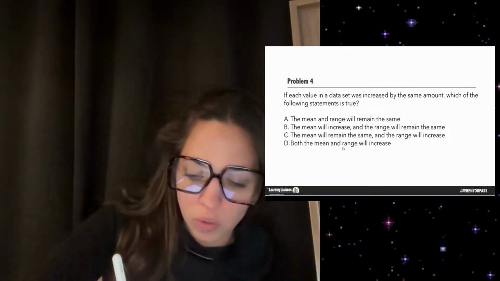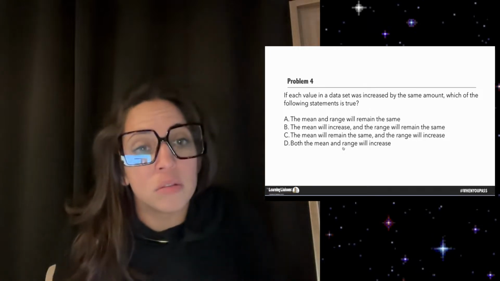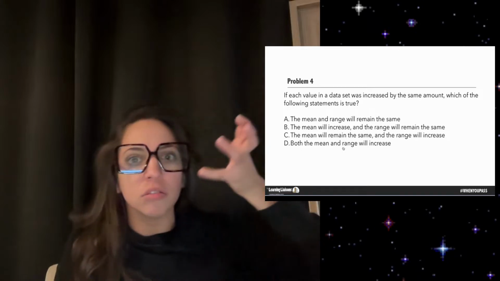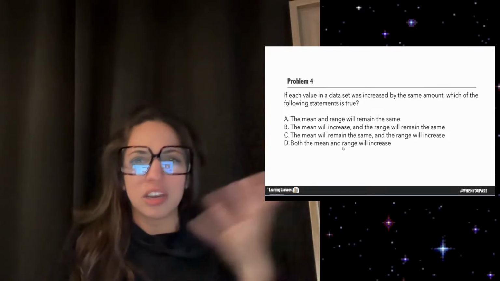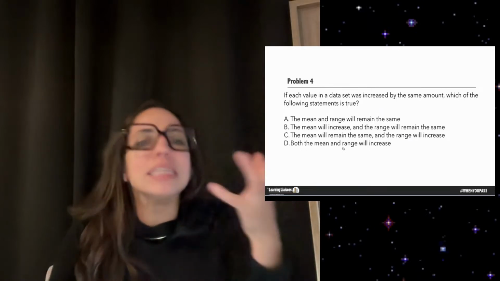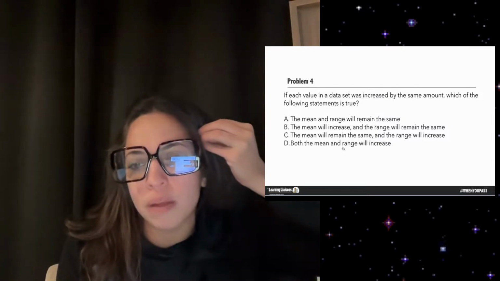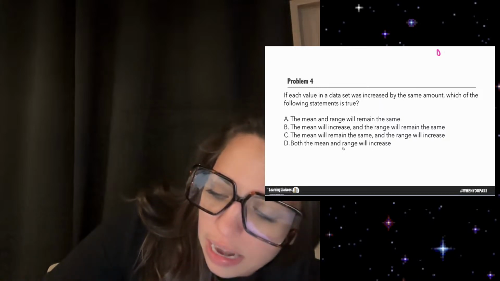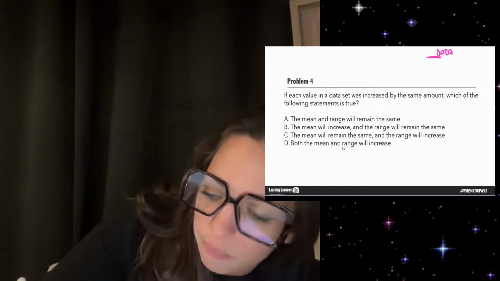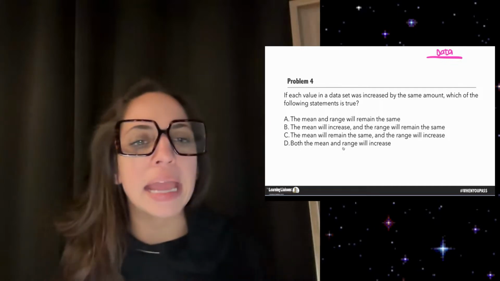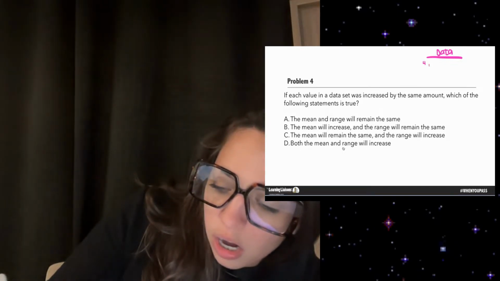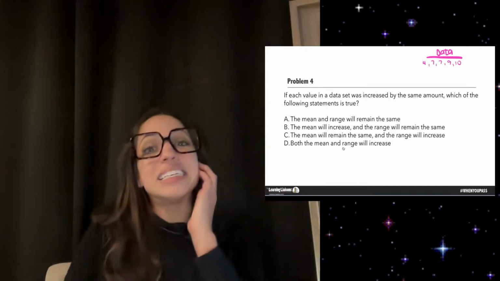So what I'm going to do is create my own set of data because I don't know, since I don't memorize this kind of stuff, if the mean or the range are going to remain the same or increase. I don't need to memorize that. I don't like to put stuff in my memory that I can do on my own. So let's create our own set of data so that we can test this. Let's just say it's people's favorite numbers, something super easy. And we're going to do 4, 7, 7, 9, and 10. There's my data. Done. It doesn't have to be huge.